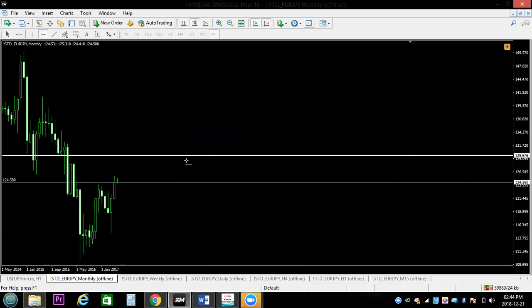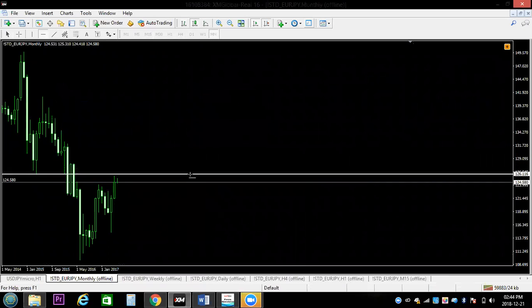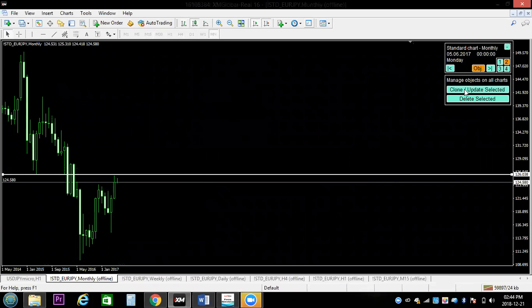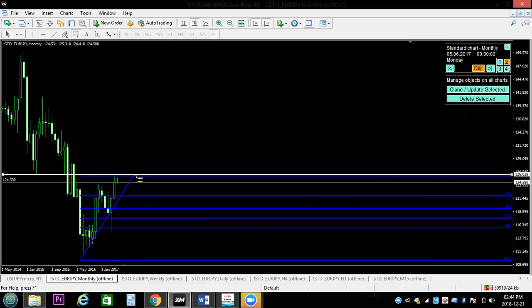Okay, right away I can see there's a resistance zone here on the monthly. So I'm just going to copy that. And then that's when I know that that is a valid top. That's when I can draw my Fibonacci. I'll copy that as well.